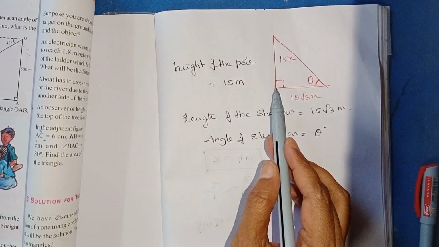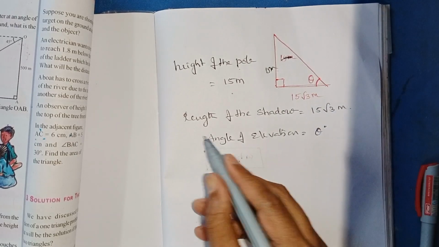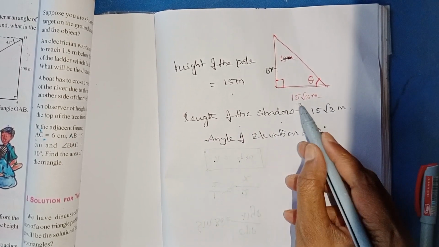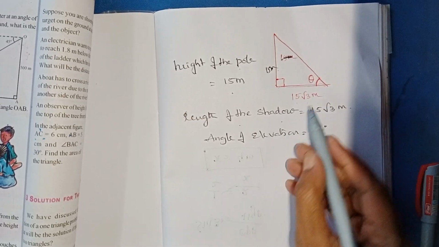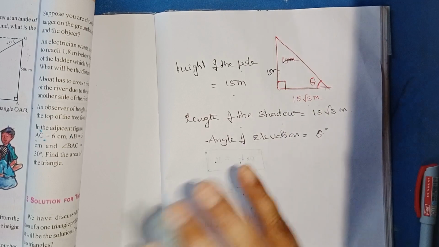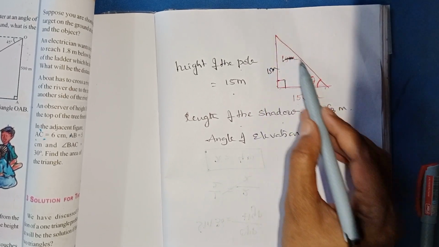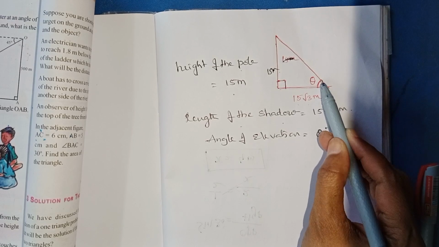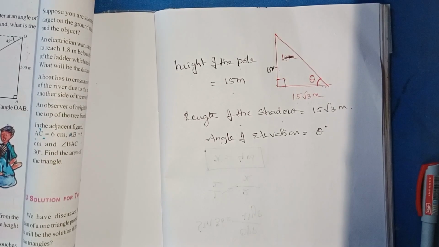Height of the pole is 15 meters, right? This height is given as 15 meters. Then the length of the shadow is 15 root 3 meters. Shadow always falls on the ground, right? It is horizontal. So this is a vertical line and this is a horizontal line, which are perpendicular to each other. So a right angle triangle is formed. Then the sun rays make an angle of elevation with the ground. So they make some angle with the ground, and they ask us to find this angle.